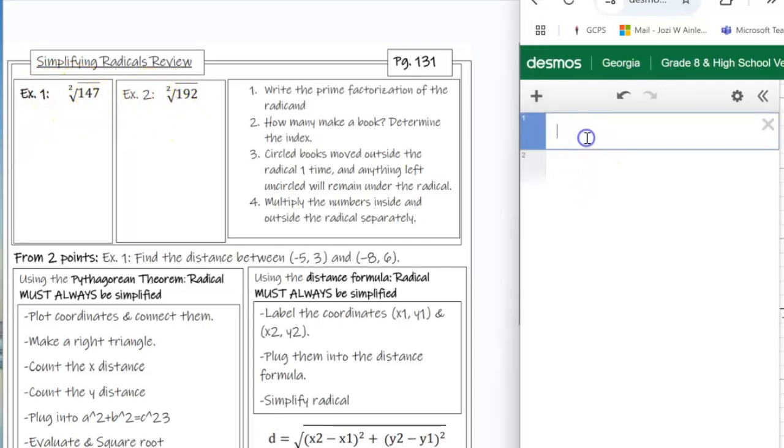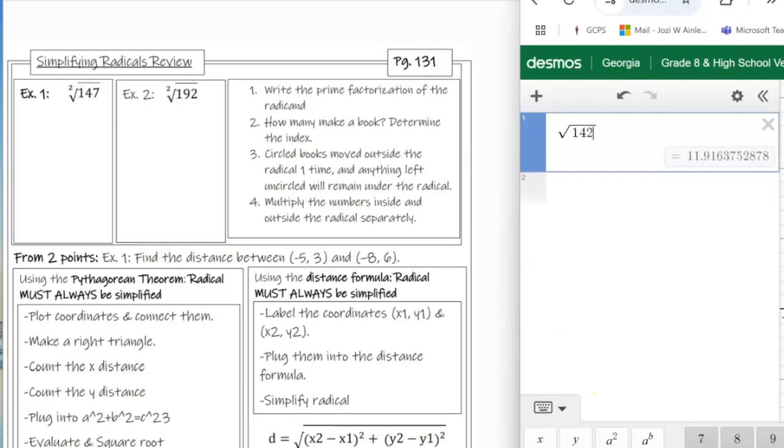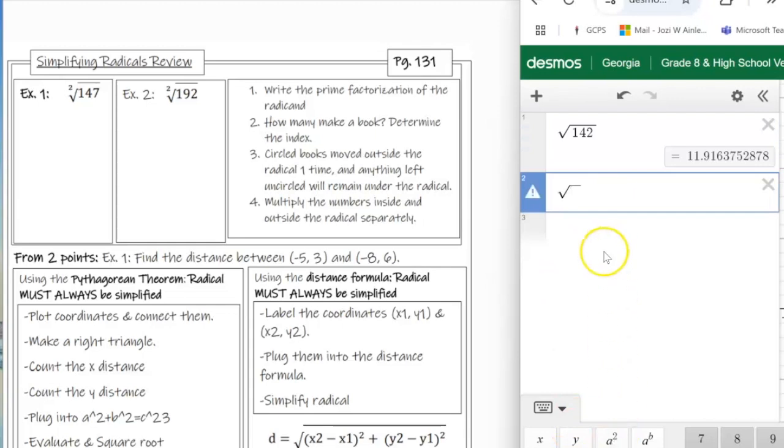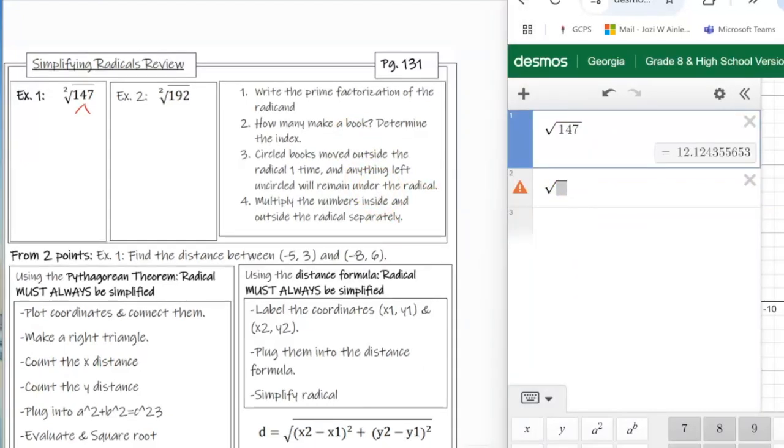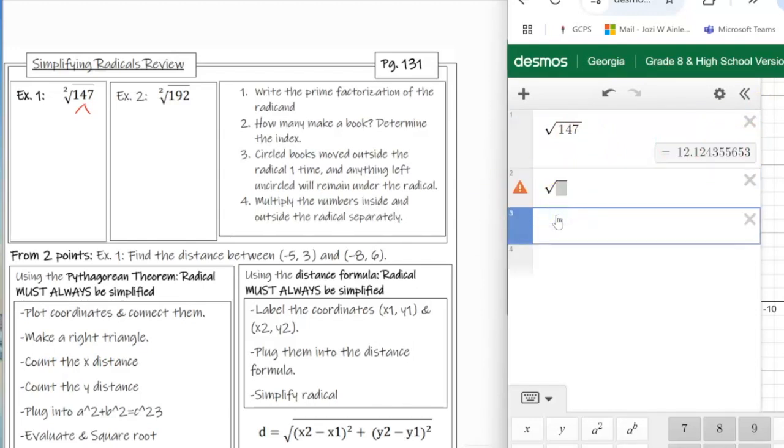So example 1, I like to use the calculator because I can check my answer as we go. So instead of writing it on paper, you can choose to do it in the calculator as well, just so you can check your answer as you go. All right, so it says write the prime factorization of the radicand. So what we're doing is we're breaking down 147. So I'm going to start with radical 147 in the calculator and then an empty radical because I'm going to write my prime factorization. So let's break down 147.